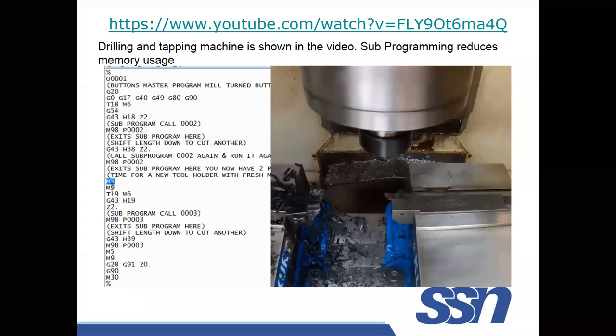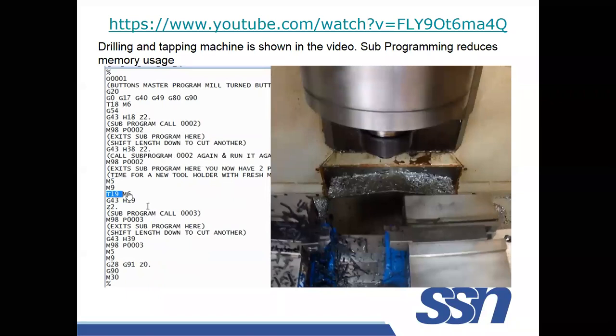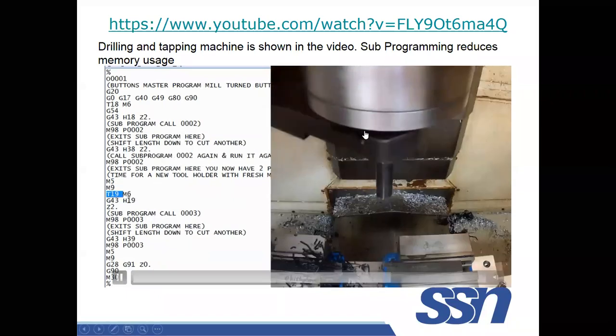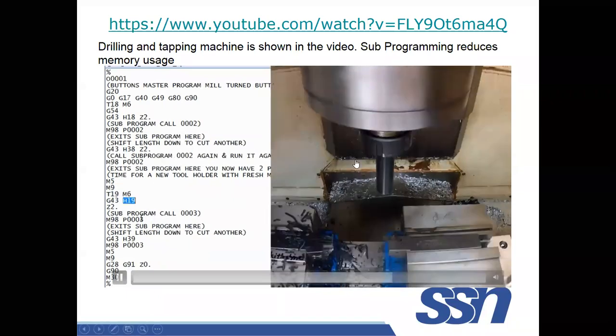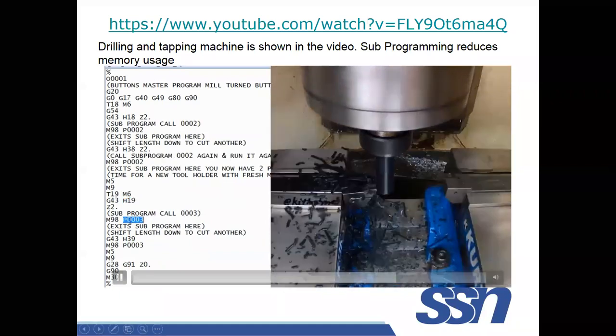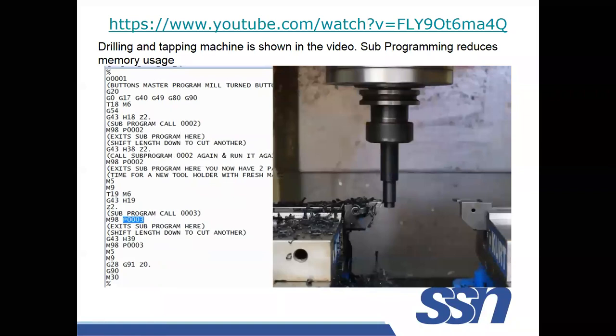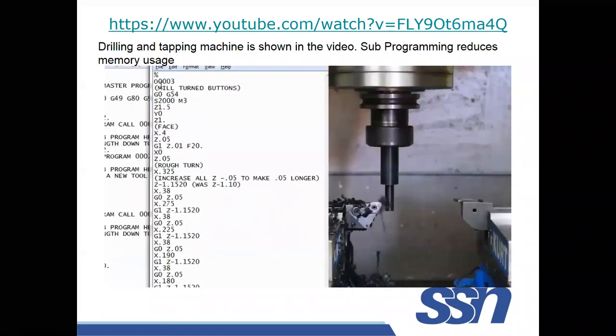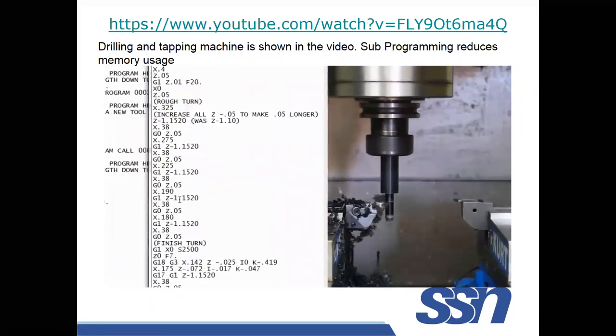So I wanted to mount another job. Another job means the tool changer. In place of the tool changer, this will be moving the job. Workpiece material will be inserted. Again, I can perform the same operation by calling the subprogram. Facing, rough cut, finish cut, parting off.